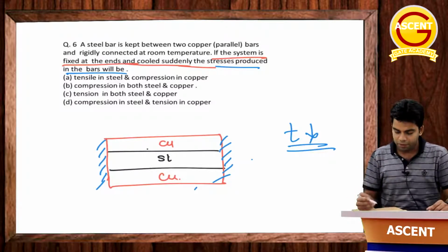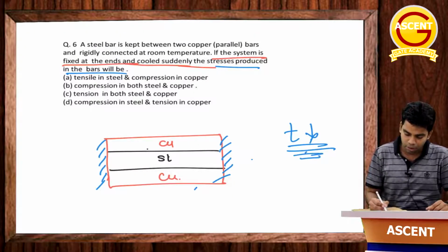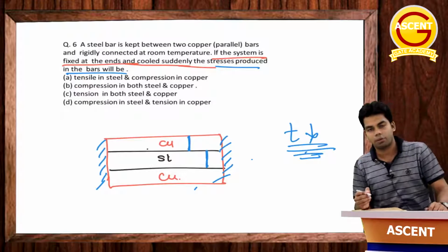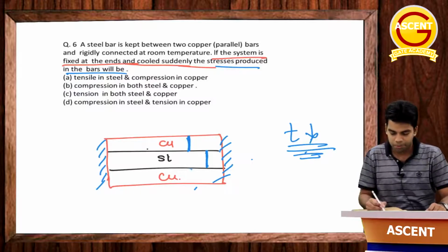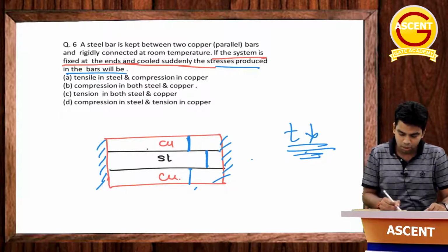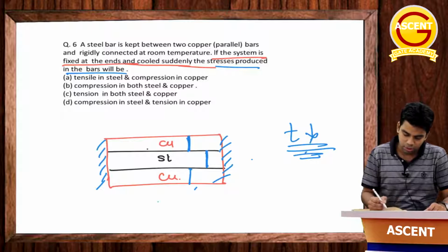If it was free to compress and the temperature is decreasing, obviously copper would have compressed more and steel would have compressed less, because alpha of copper is greater than alpha of steel, as we know. So copper's length would decrease more, and steel's length comparatively less. But because we have joined both, both will compress together like this.